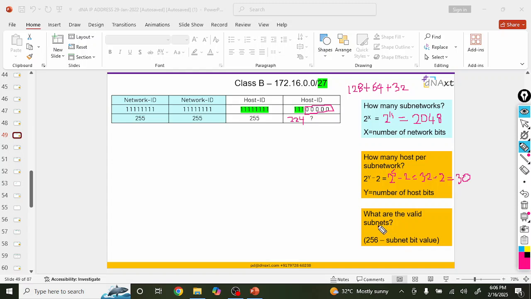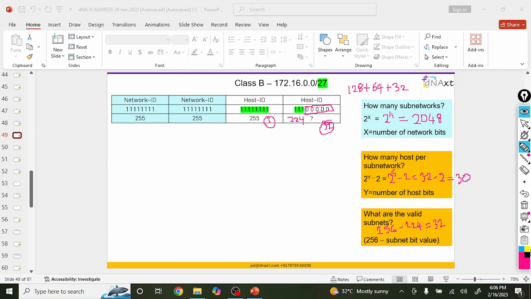What are the valid subnets? There will be an increment of 1 in the third octet, and in the fourth octet 256 minus 224, so an increment of 32 will be there. First there will be an increment of 32 in the fourth octet, and then an increment of 1 in the third octet. We always do the increment in the fourth octet first, followed by the increment in the preceding octet.